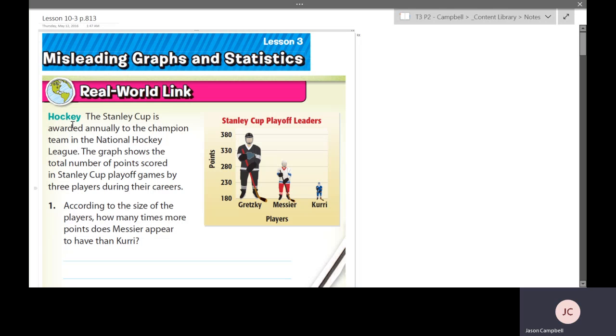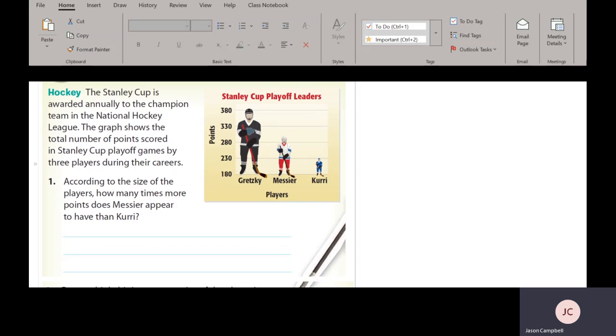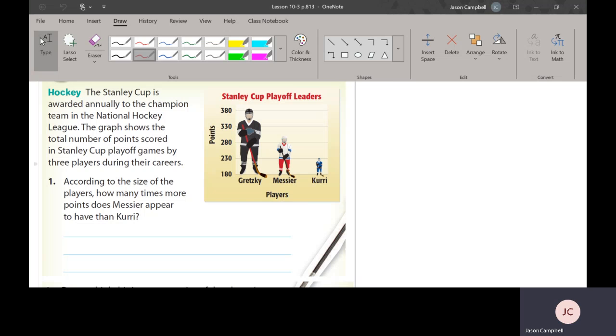The graph shows the total number of points scored in the Stanley Cup playoff games by 3 players during their careers. According to the size of the players, how many times more points does this player appear to have than this player? Well, if we look at those 2 players in the graph, this player appears to be twice as big as that player, so 2 times as many points, just by looking at the size of the player.